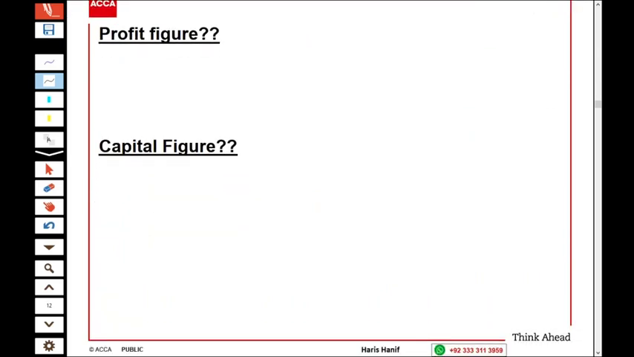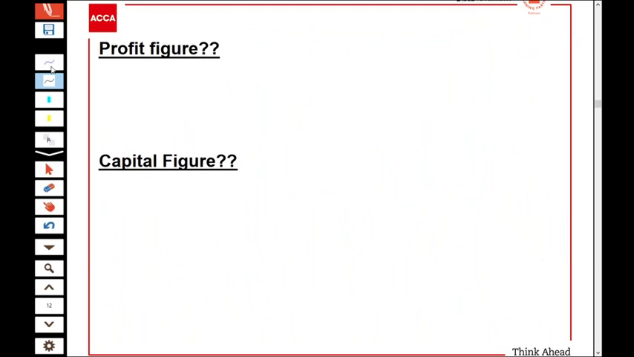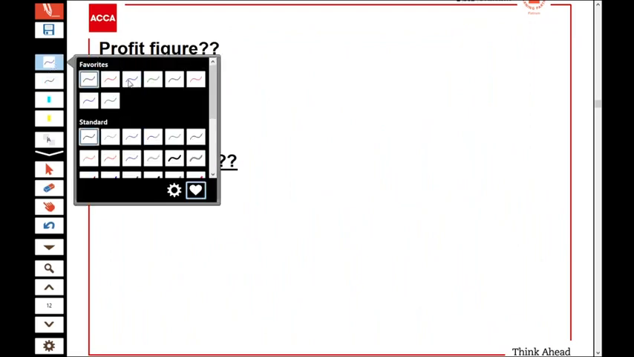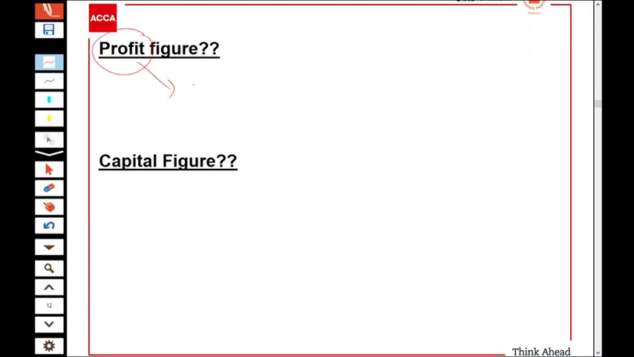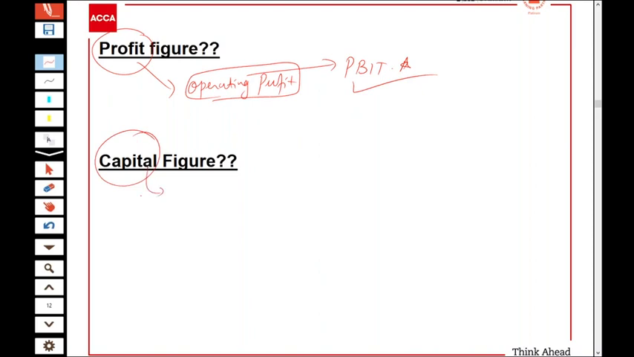Now, again, this slide is left blank intentionally. Which profit figure will you take? The answer is operating profit, and operating profit means PBIT, profit before interest and tax. And the capital figure is usually given. If not given, then you have to calculate it.